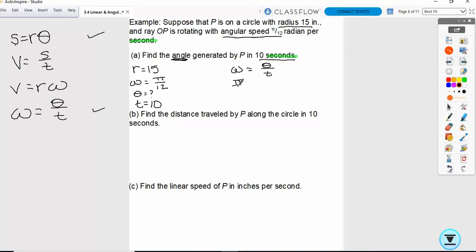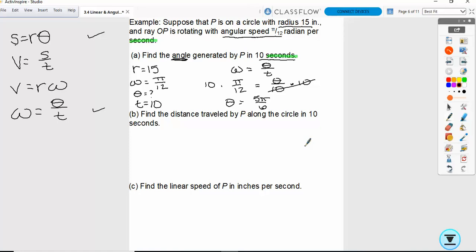So my omega was pi over 12 equals theta over 10. So if we multiply by 10, we get 10 pi over 12, which we reduce to 5 pi over 6. What are my units on theta? It has to be radians. Anytime you use theta in a formula, it has to be radians. What you get out is radians.